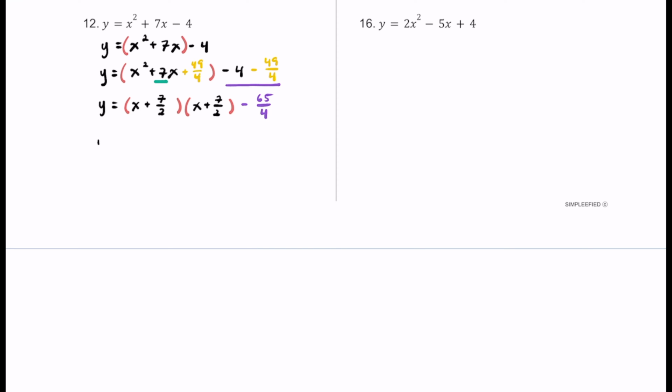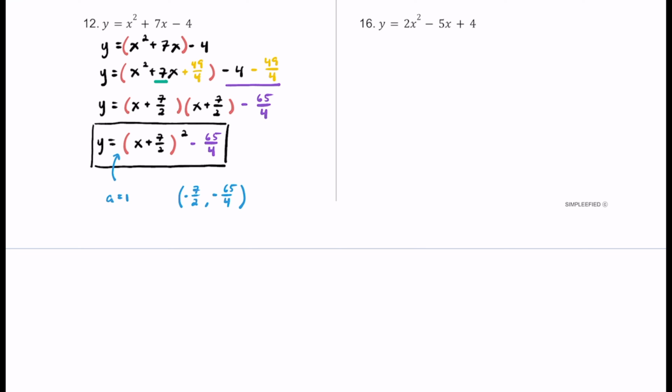Then we can go ahead and condense this. Let's say y is equal to the quantity x plus 7 over 2, and let's square that whole thing. And then let's take away the vertical shift, the y value for the vertex. And this right here should be our vertex form. From this, we can see that the vertex is at negative 7 over 2, comma negative 65 over 4, which is basically negative 3.5 and negative 16.25, I believe. So we have our vertex down in quadrant 3.